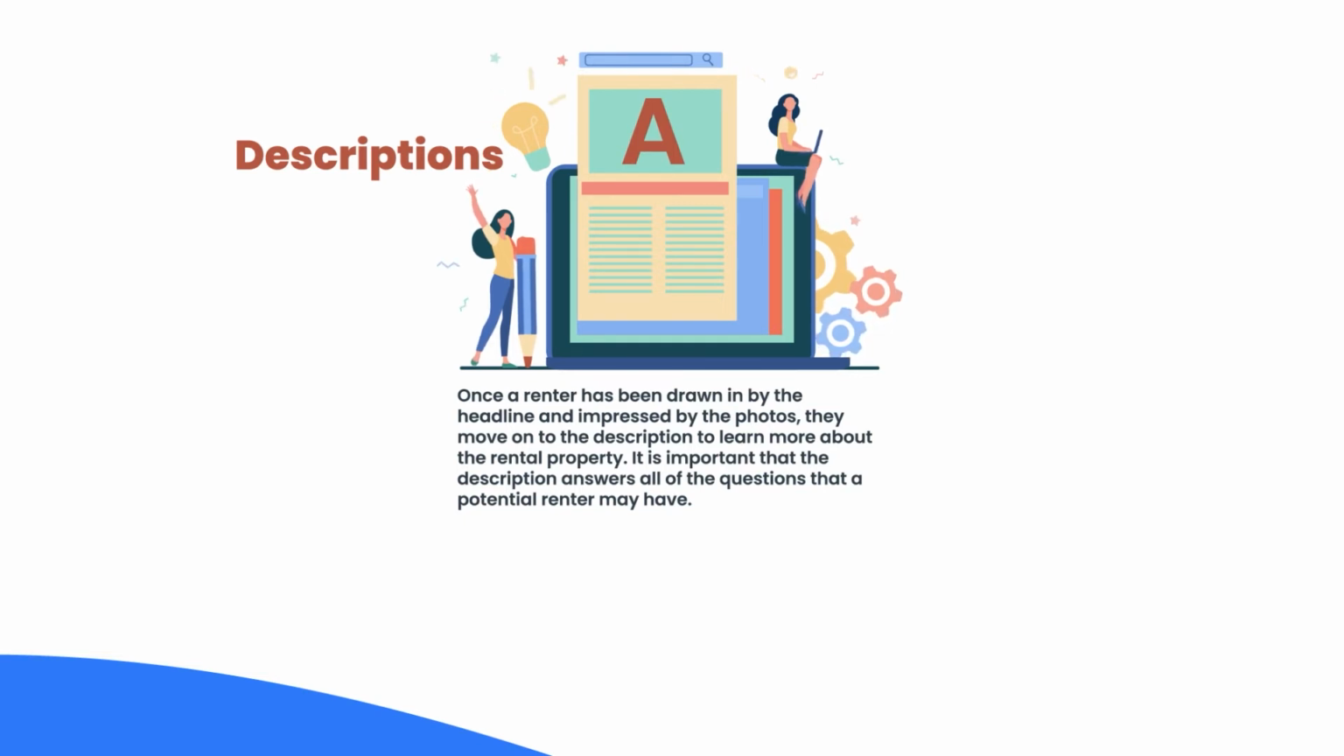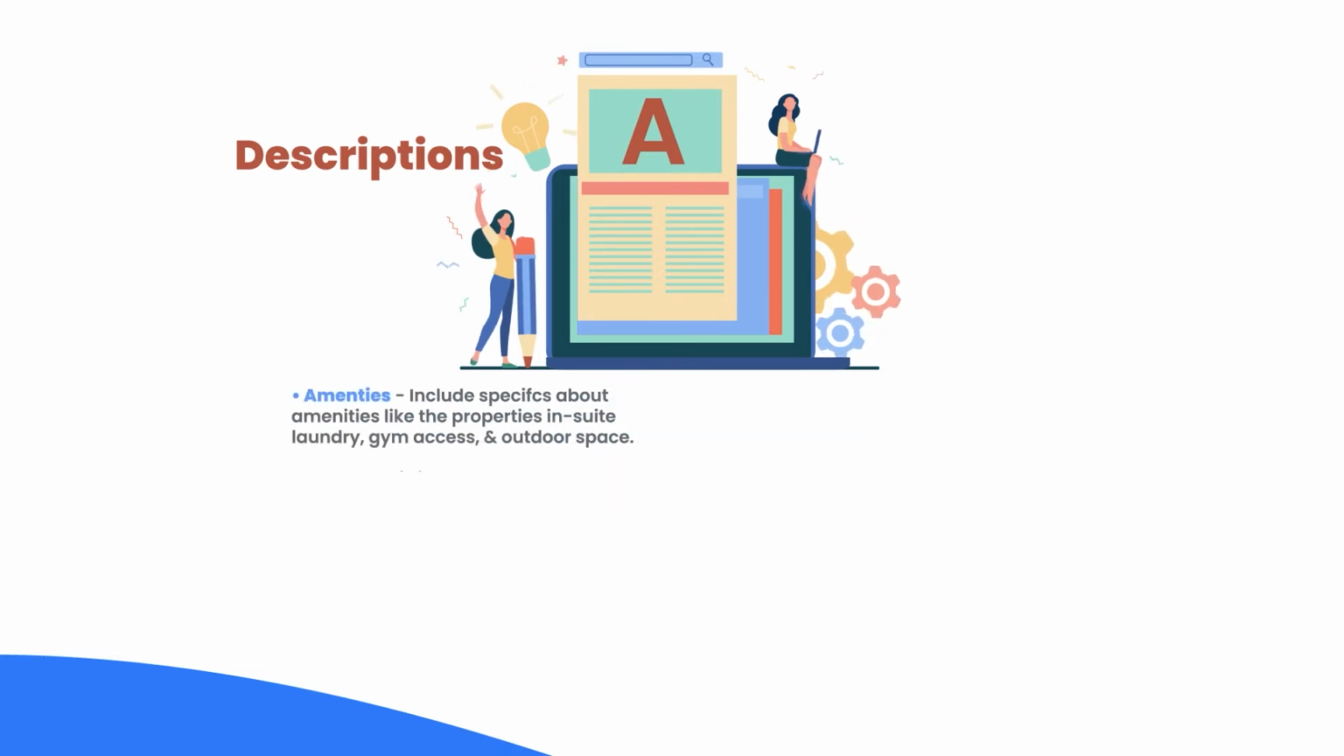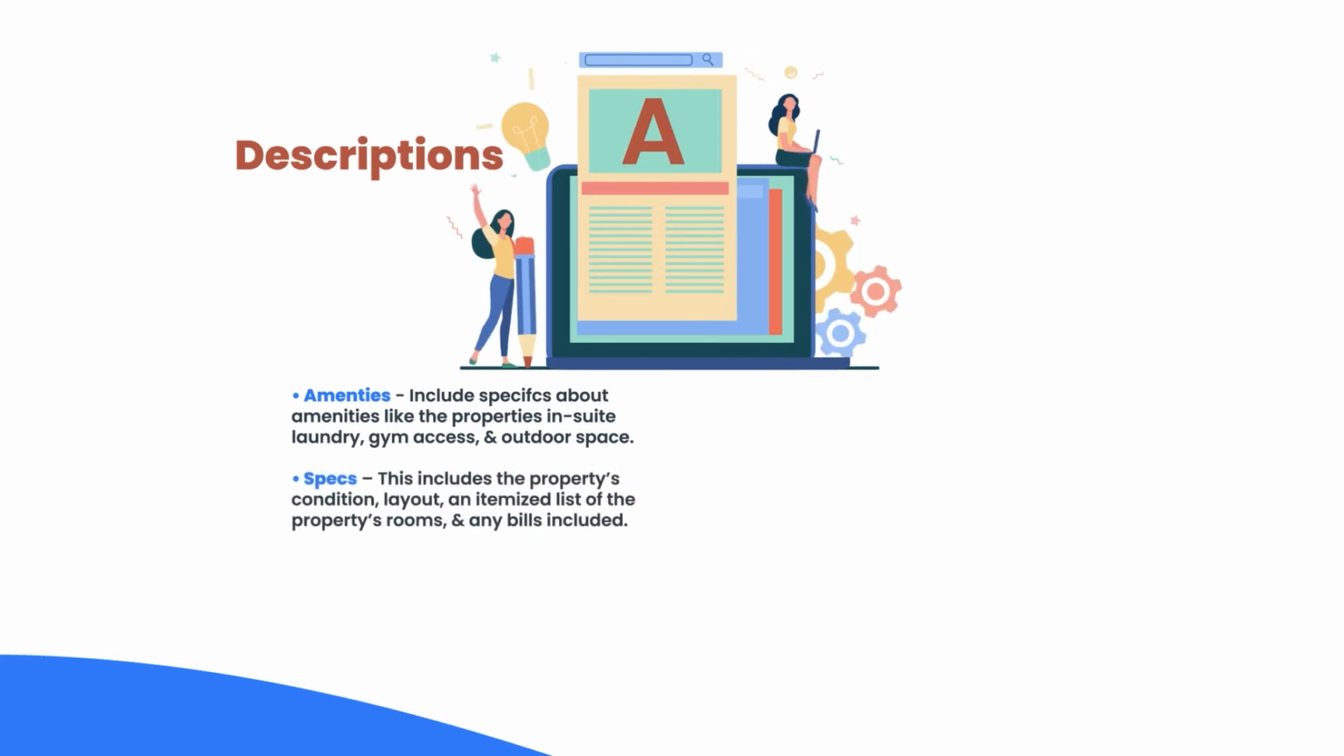Let's go over all the major components that your description should include, as well as a few tips for creating a successful listing description. Here are the features you should include in your listing descriptions. Amenities. Be sure to include specifics about amenities like the property's en-suite laundry room, gym access, and outdoor space. Specs.